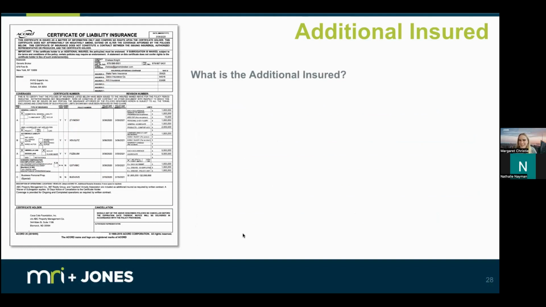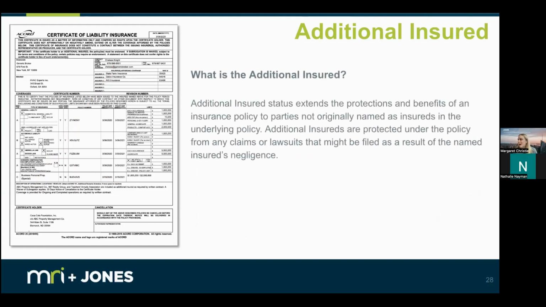So now that we found it, what is it? Additional insured status extends the protections and benefits of an insurance policy to parties not named as insureds. So let's say that I own a building and I'm having HVAC Experts Inc. come onto my property to do some work. I might require them to add me as an additional insured because I want their insurance to also cover me.